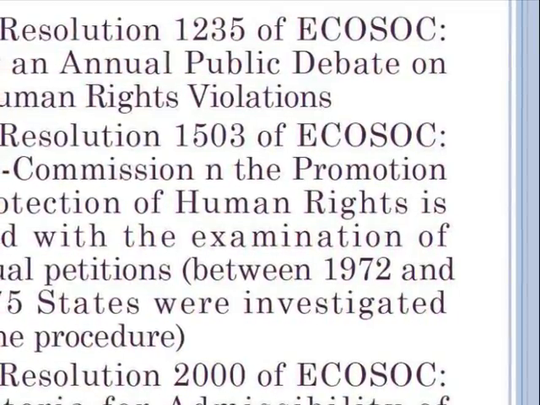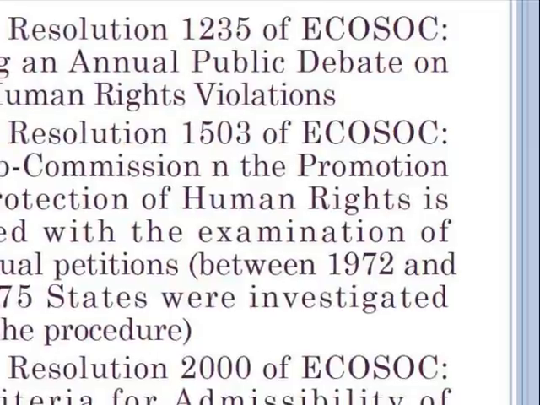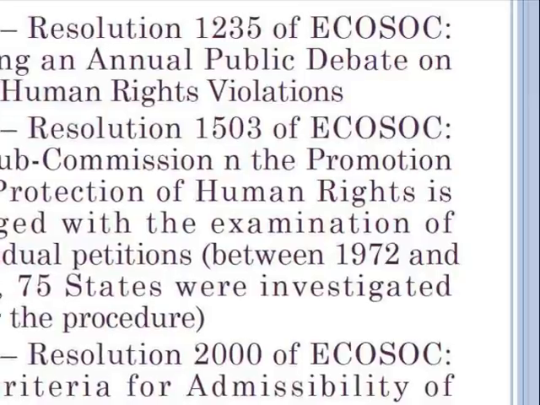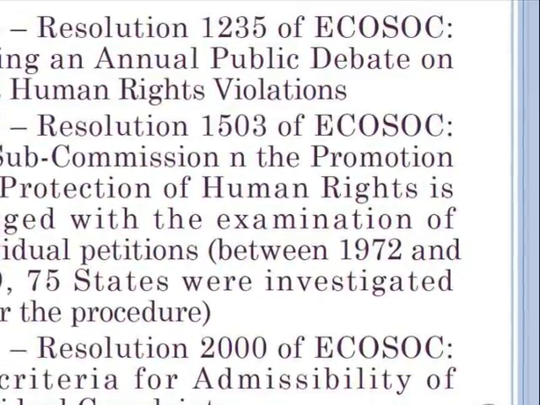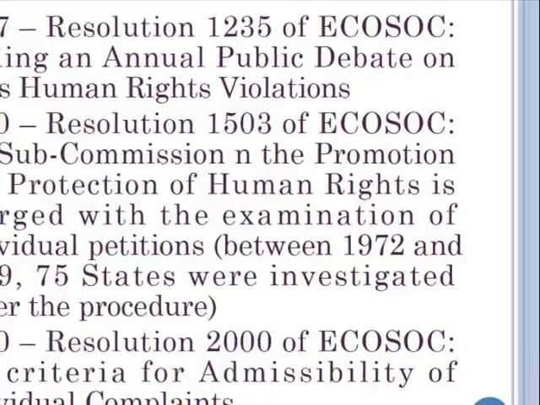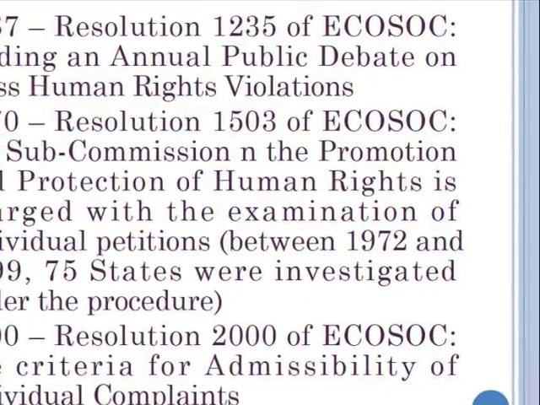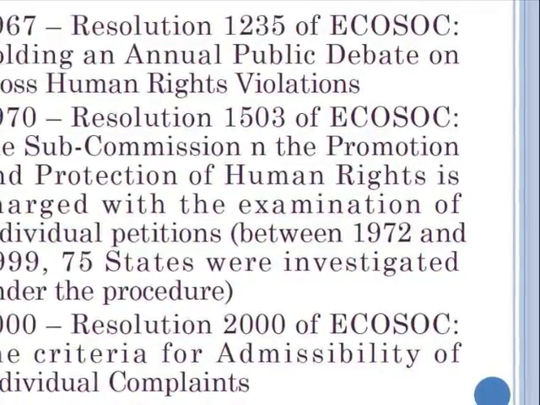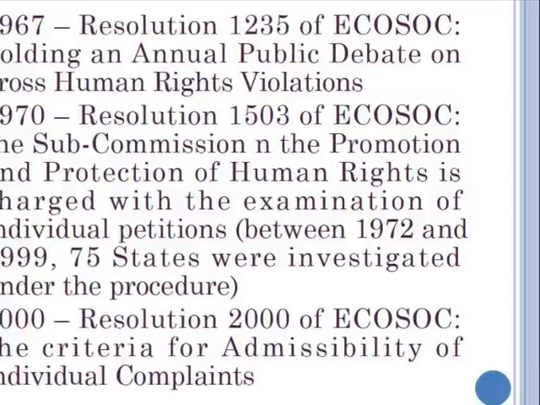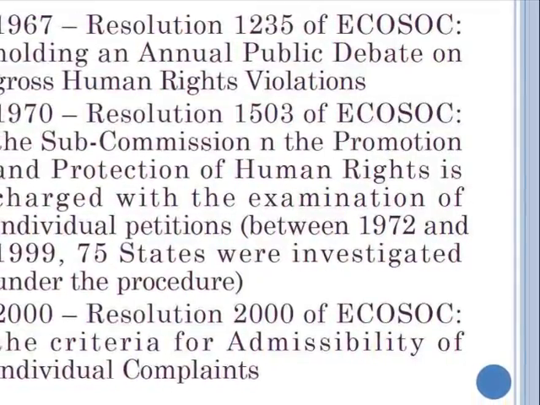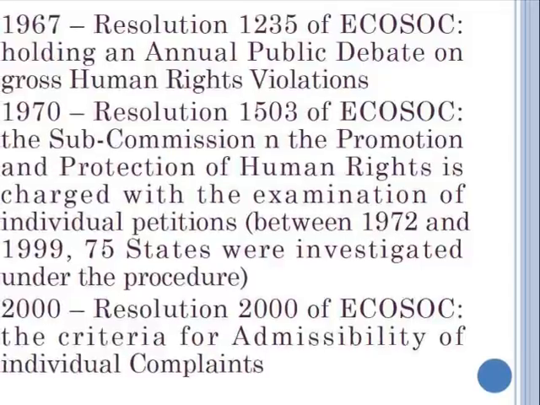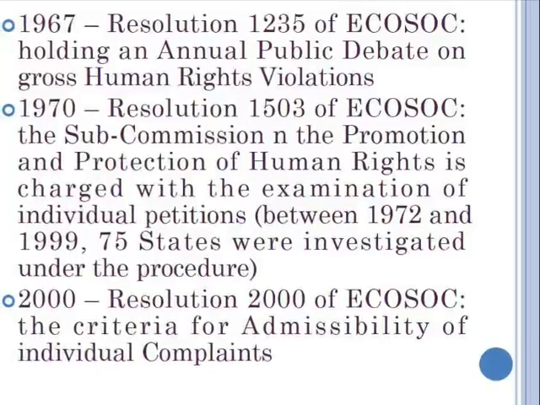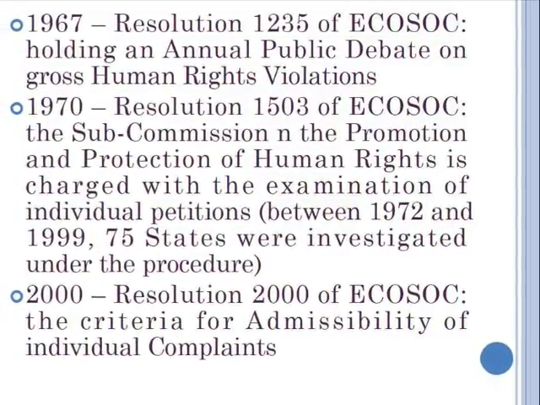In 1967, Resolution 1235 of the ECOSOC authorized an annual public debate on the cause of human rights violations. In 1970, Resolution 1503 of ECOSOC charged the Subcommission on the Promotion and Protection of Human Rights with the examination of individual petitions. Between 1972 and 1999, 75 states were investigated under the procedure. And in 2000, under ECOSOC Resolution 2000, the criteria of admissibility of individual complaints were adopted.